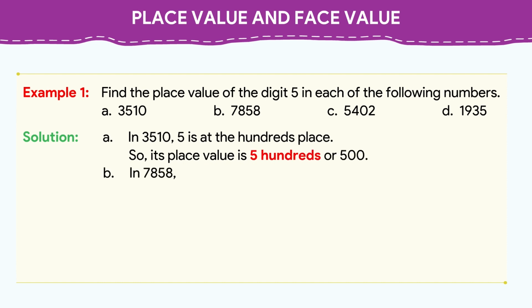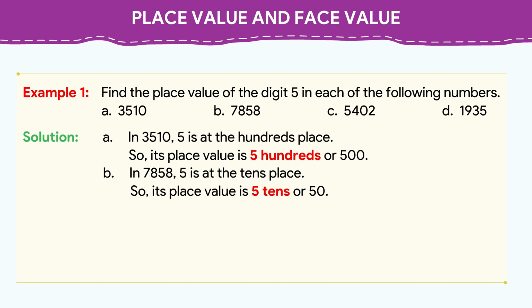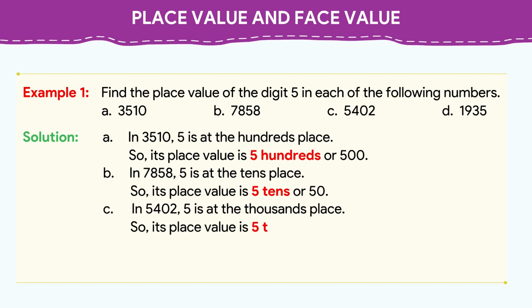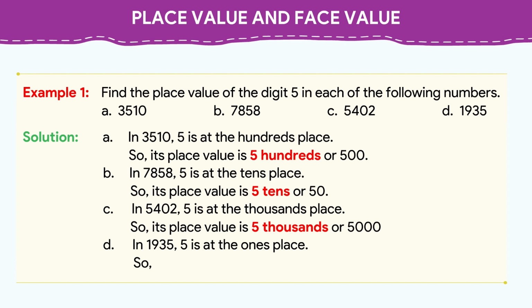B. In 7858, 5 is at the tens place. So, its place value is 5 tens or 50. C. In 5402, 5 is at the thousands place. So, its place value is 5 thousands or 5000. D. In 1935, 5 is at the ones place. So, its place value is 5 ones or 5.